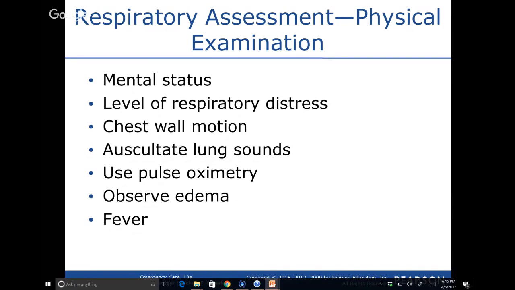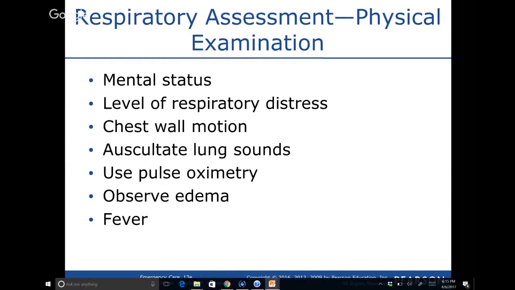Chest wall motion. I'm guessing what they're saying is to look for the expansion and excursion of the chest wall. Is the rhythm regular? Is it a regular, rhythmic breath? Is the rate within the normal range between 10 and 24, with serious concern below and above those numbers?